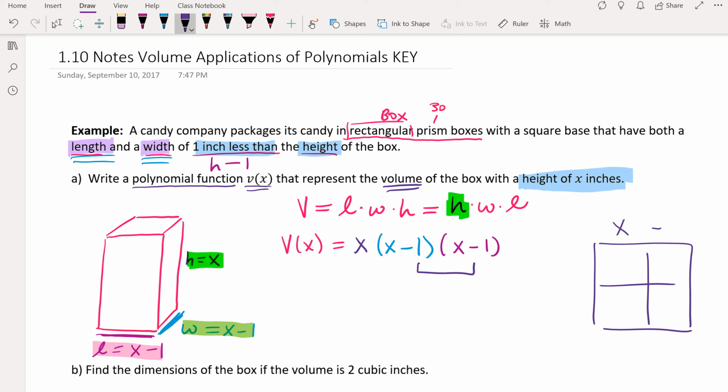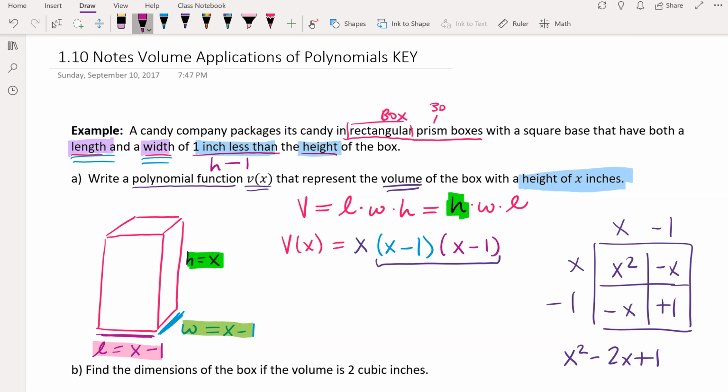So we're going to put x minus 1, because we want to get this polynomial into standard form. And you'll see why in a second. All right, x squared, we have minus x, and then plus 1. So we get x squared minus 2x plus 1. That's the same as these two, x minus 1 and x minus 1. So let's go ahead and plug that into our volume equation. So v of x equals, don't forget your x out in front, bring this x down. So we have x times x squared minus 2x plus 1.